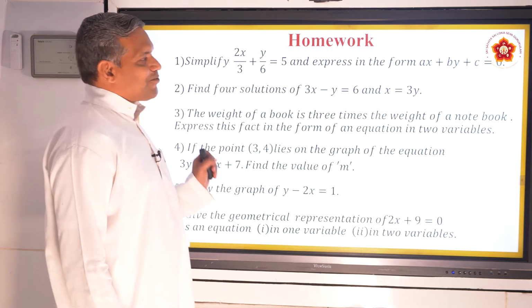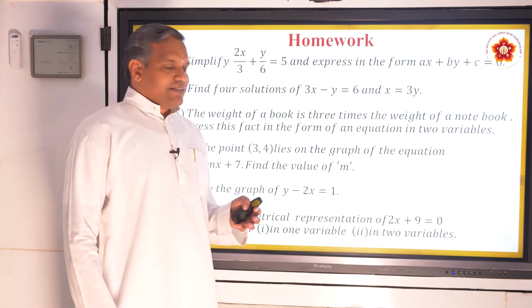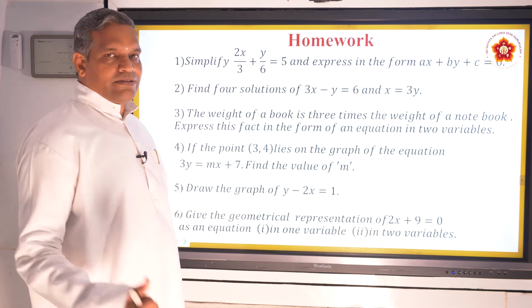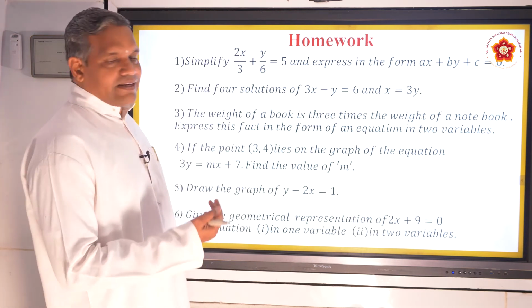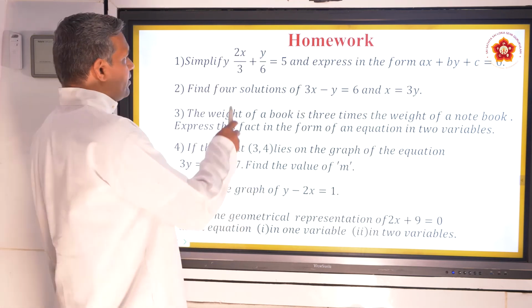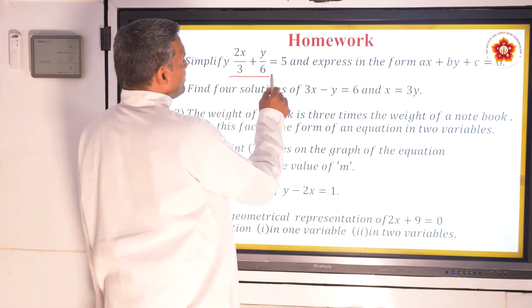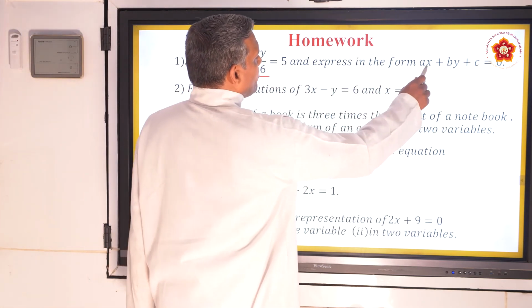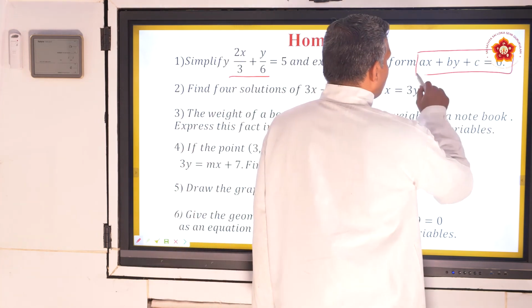Homework. We are almost approaching the homework part. We have got 6 sums. If there is any difficulty here itself, I'll explain. What is your homework? Simplify this and express it in the standard form ax plus by plus c is equal to 0.